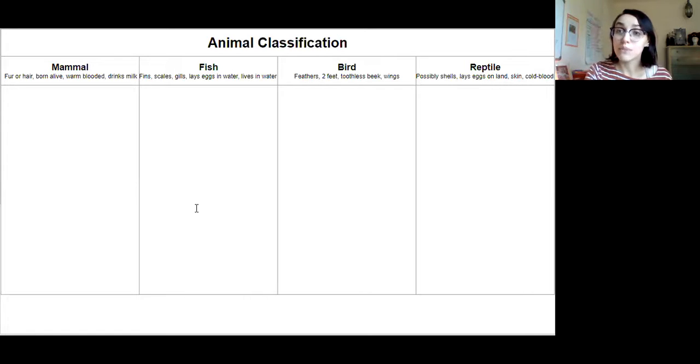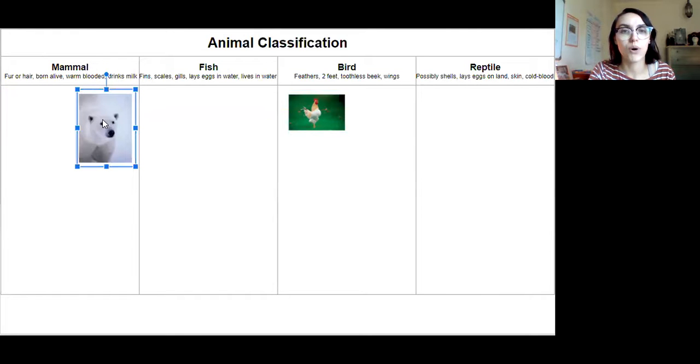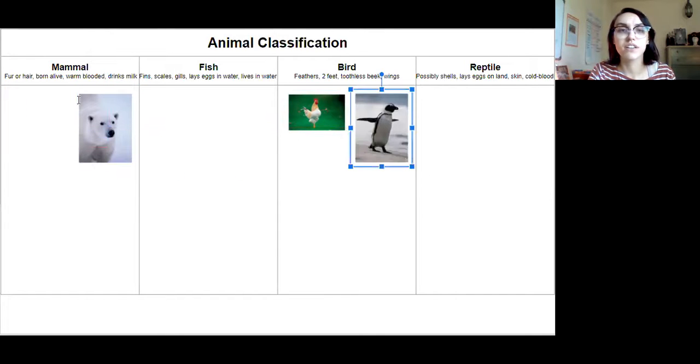So I have some animals here that I'm going to be sorting based off of these 4 different categories, okay? So this one is a bird. He has feathers, he has a beak, he has wings. This one is a mammal. He has fur, they are warm-blooded, they drink milk from their mothers. Here we have another bird. Here we have another mammal.